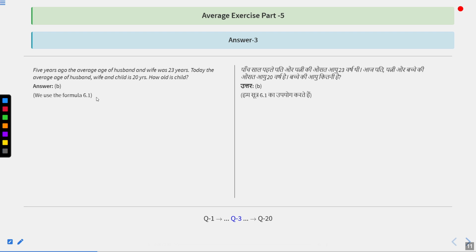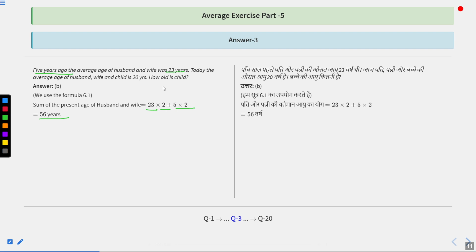Now, we are going to use formula 6.1. The question says that the average age of husband and wife was 23. Clear? So what will be their ages 5 years ago? The sum of husband and wife's ages at present will be 23 into 2 plus 5 into 2, because each person's age increased by 5 years. Husband's age increased by 5 years, wife's age increased by 5 years, so a total of 10 years increased. So the total in present is 56 years.